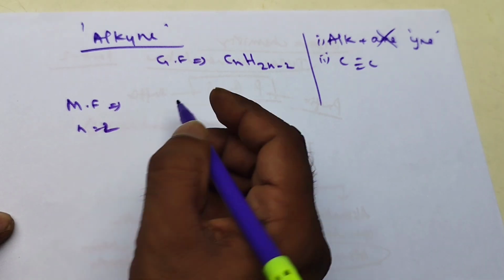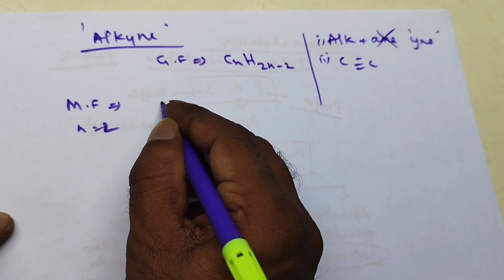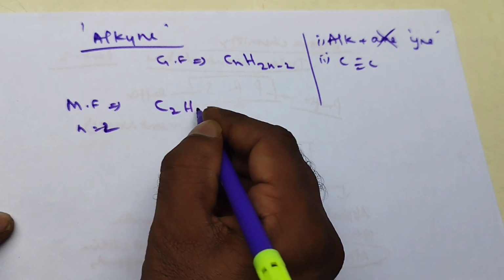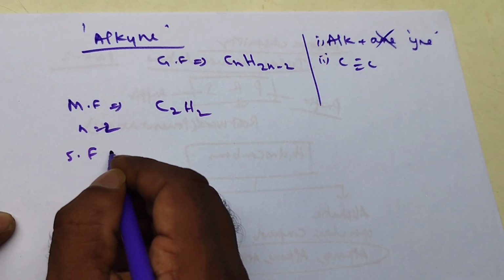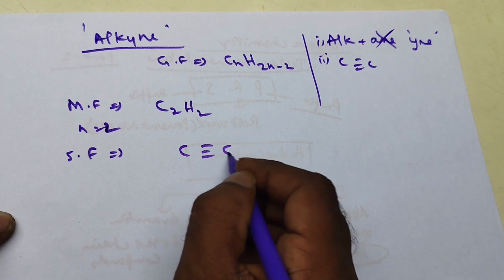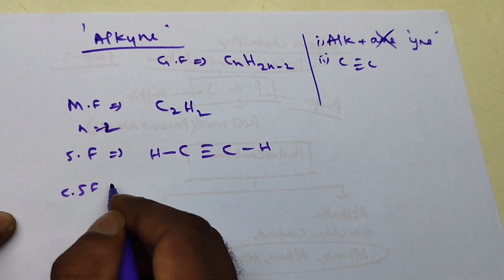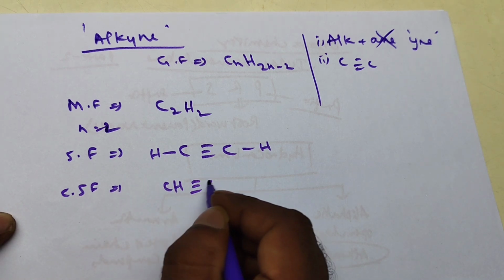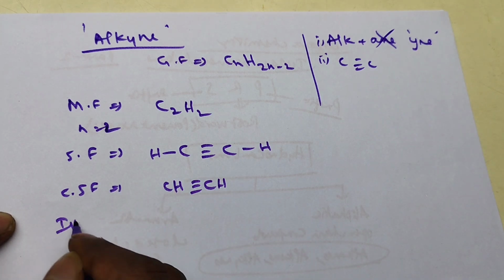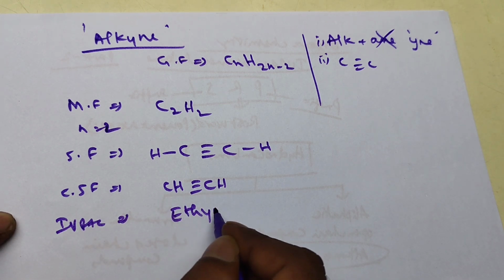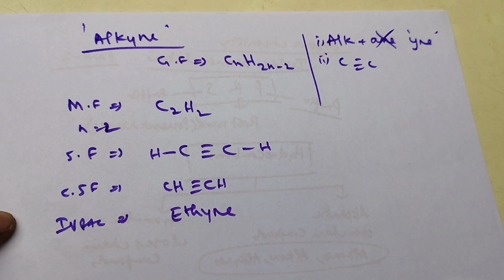If n is equal to 2, substitute in this formula. C2, H2 into 2, 4, 4 minus 2, 2. So C2H2. You can write the structural formula, 2 carbon atoms. Based on the valency, you have to fill up the hydrogen atoms. The condensed structural formula is CH triple bond CH. The IUPAC name: 2 carbon atoms, you have to say eth and yne, so ethyne. And what is its bond line formula? You just put like this.